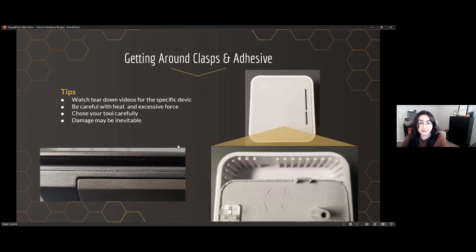Be careful with heat. If you're using a heat gun, you can burn yourself. You can also melt stuff. And sometimes it's inevitable that you're going to destroy things. So this is like a TP-Link travel router that I opened up.